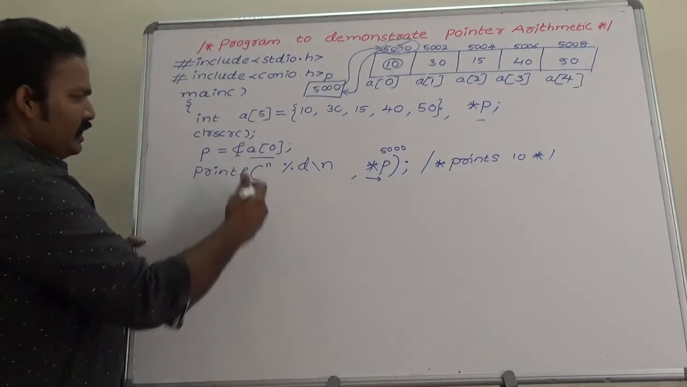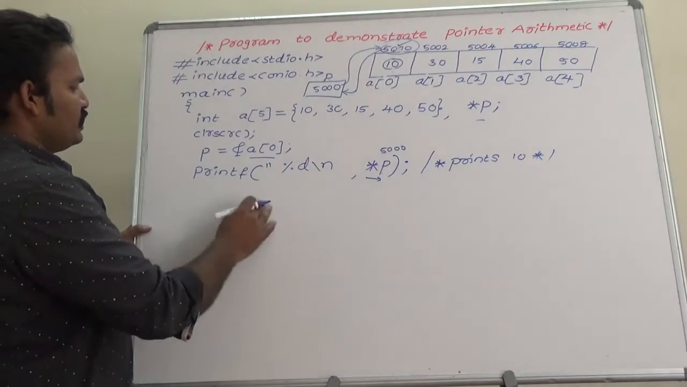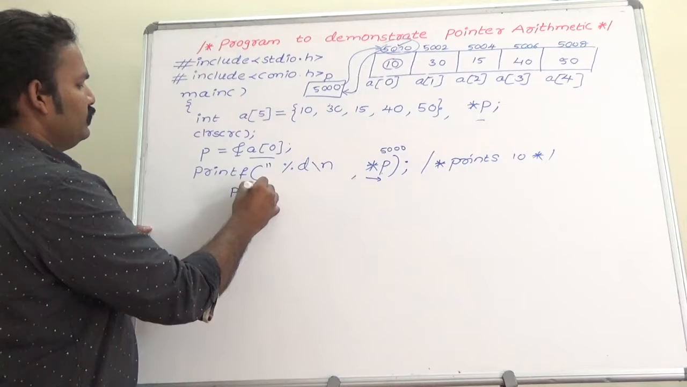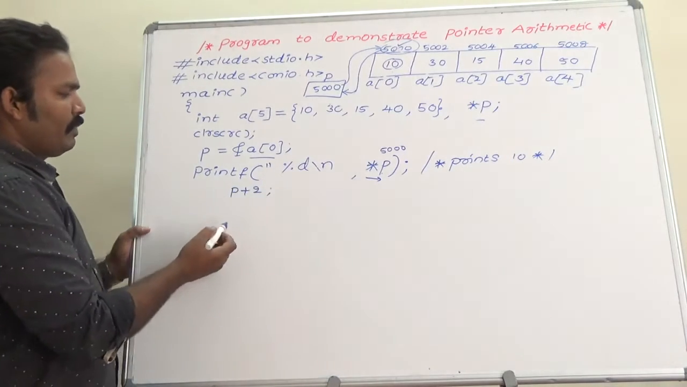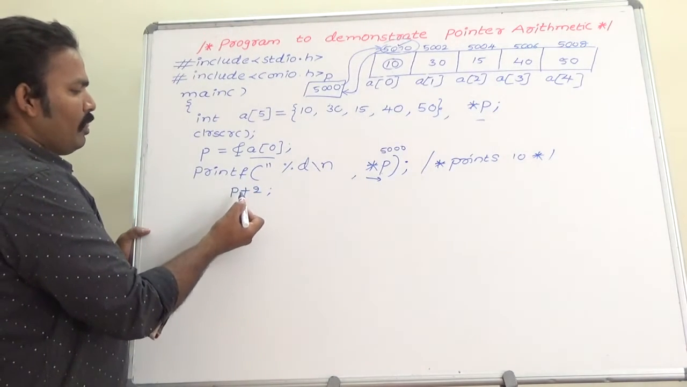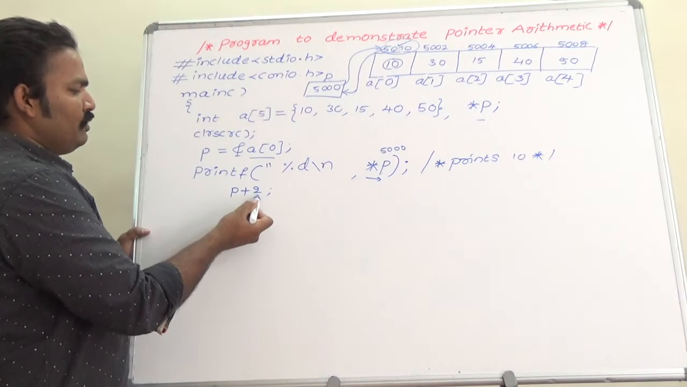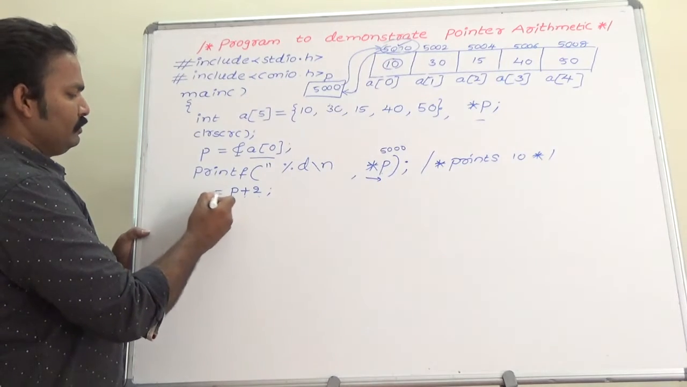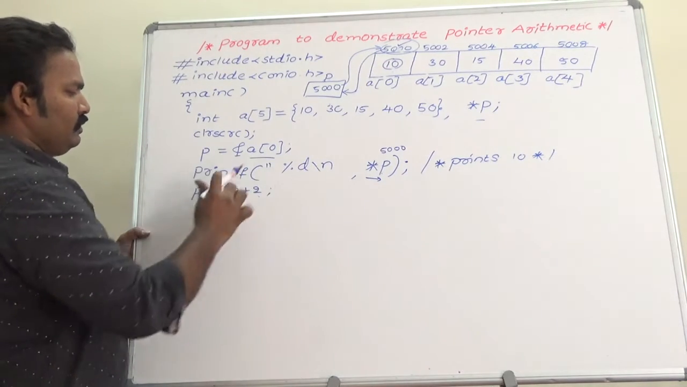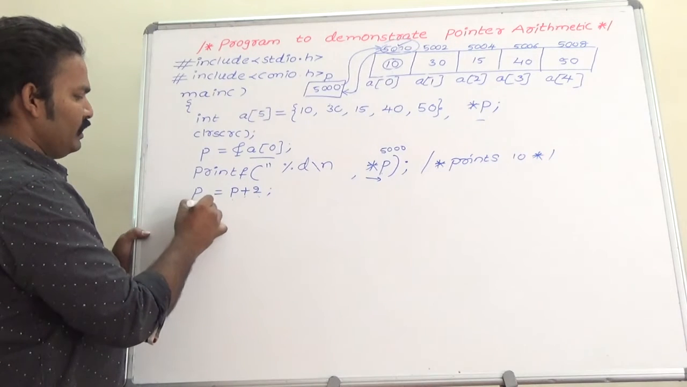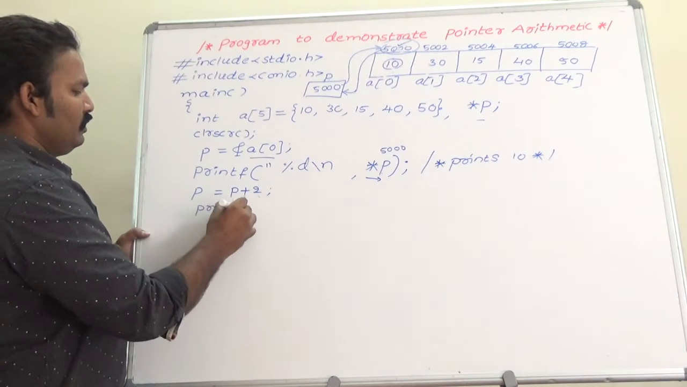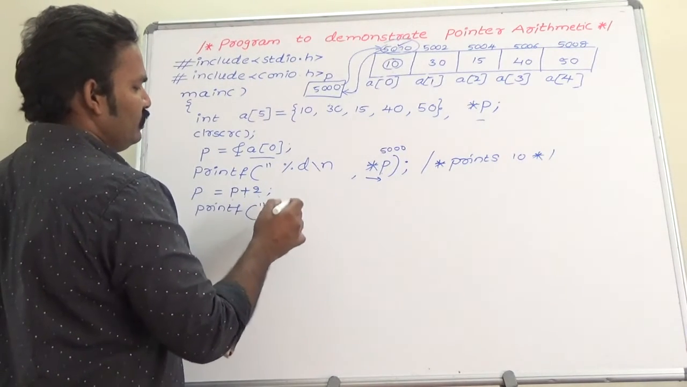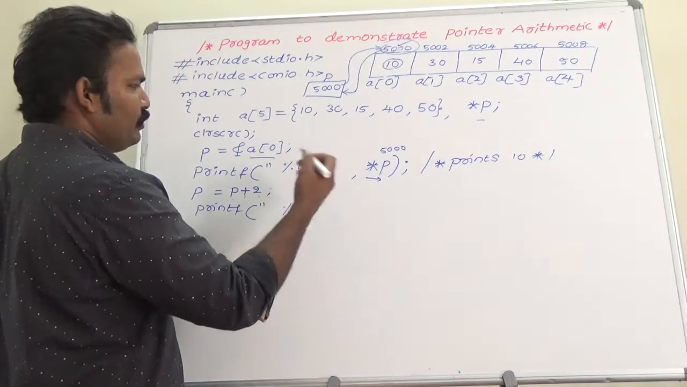Next I am writing some expressions here. Here I am applying addition of 2 to pointer variable p. Then after writing this statement, I am writing a printf statement to print the value which is stored at pointer variable p.